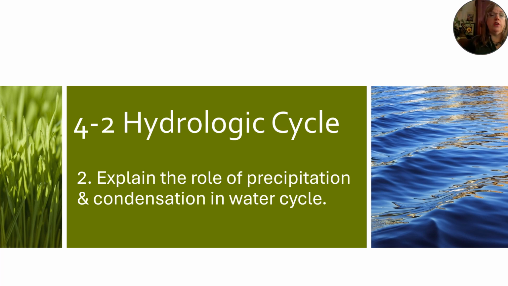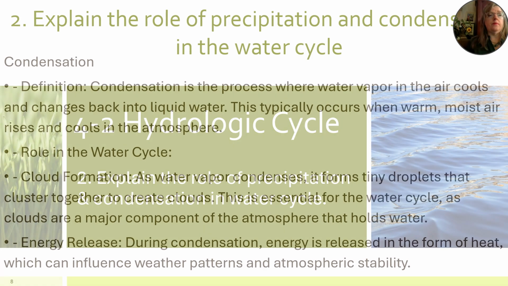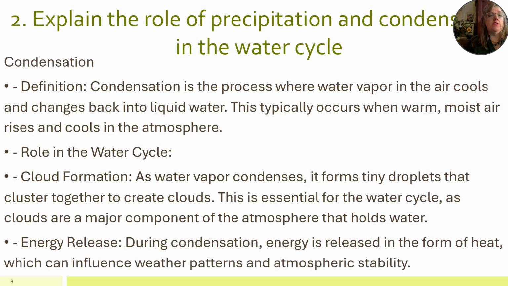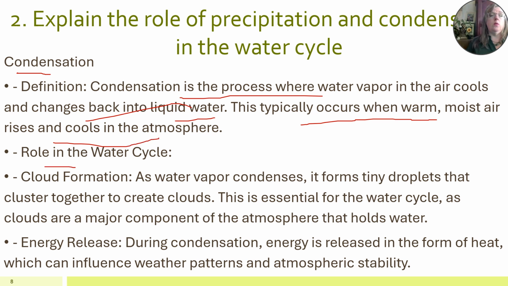Okay, just precipitation and condensation specifically. So condensation, of course, is the process where water vapor in the air cools and changes back to liquid water. Typically occurs when the warm, moist air rises and cools in the atmosphere. Its role in the water cycle is you've got cloud formation.